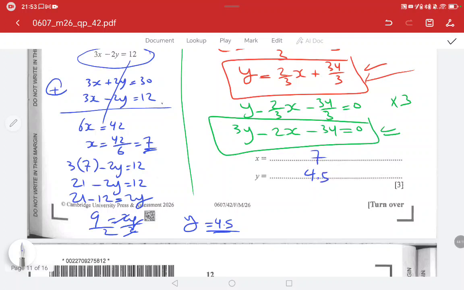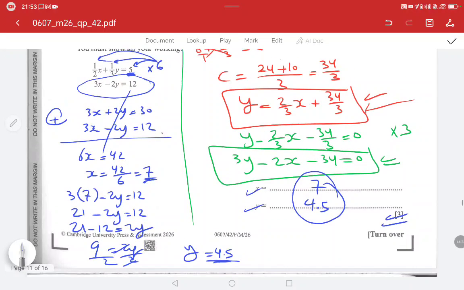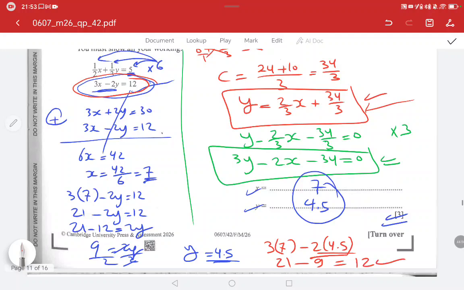Okay. If you have time and you want to double check, substitute both values, x and y, inside any of the two equations, like inside this one, let's say. If it gives 12, we are correct. For example, this equation: 3 times 7 minus 2 times 4.5. Let's see if it will give 12 or not. So this one, 21 minus 2 times 4.5, which is 9. So 21 minus 9, is it 12? Yes, so we are correct.